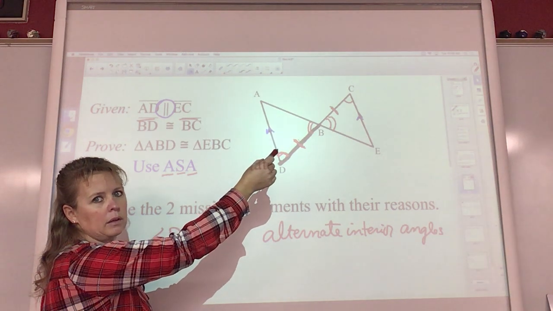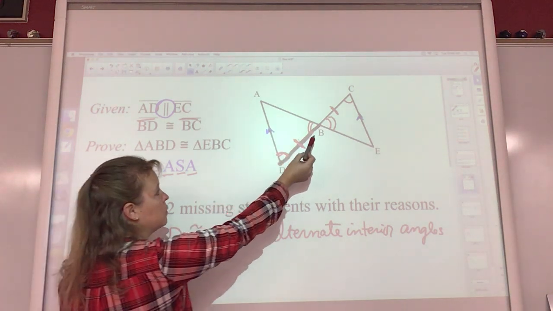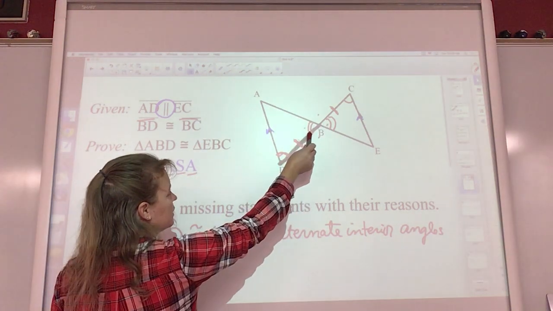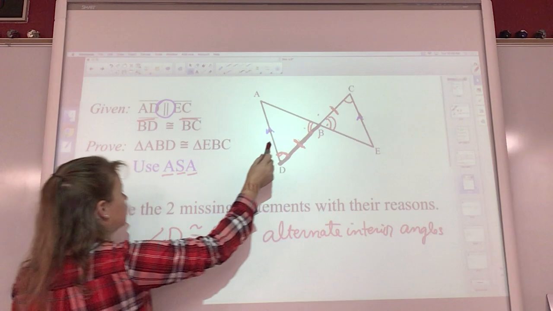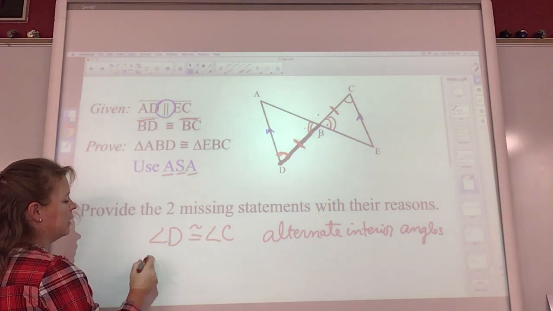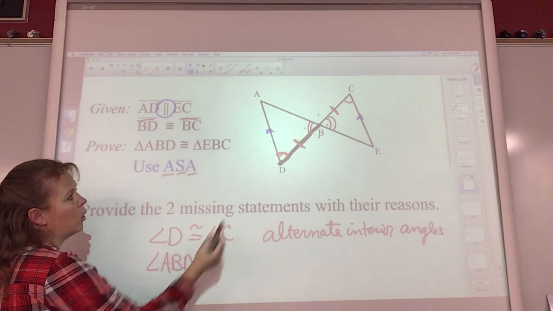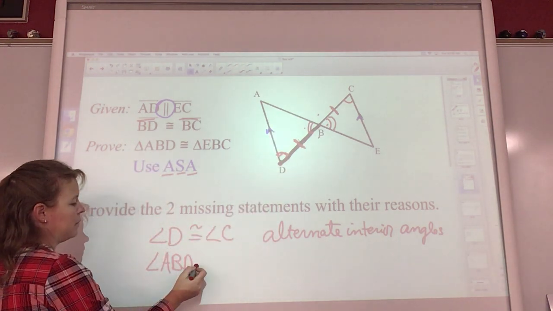Don't call it angle B. How do I know which angle B you want? There's 1, 2, 3, 4 different angle B's. If you're working with this angle B over here on the left triangle, which you have to because you got to keep them all in order, it'll be angle ABD or angle DBA, but you have to have that B in the middle.